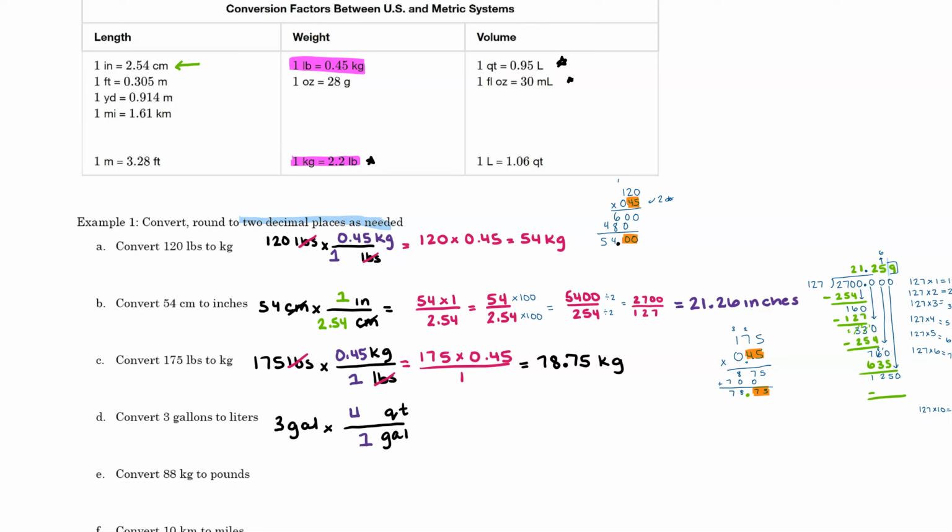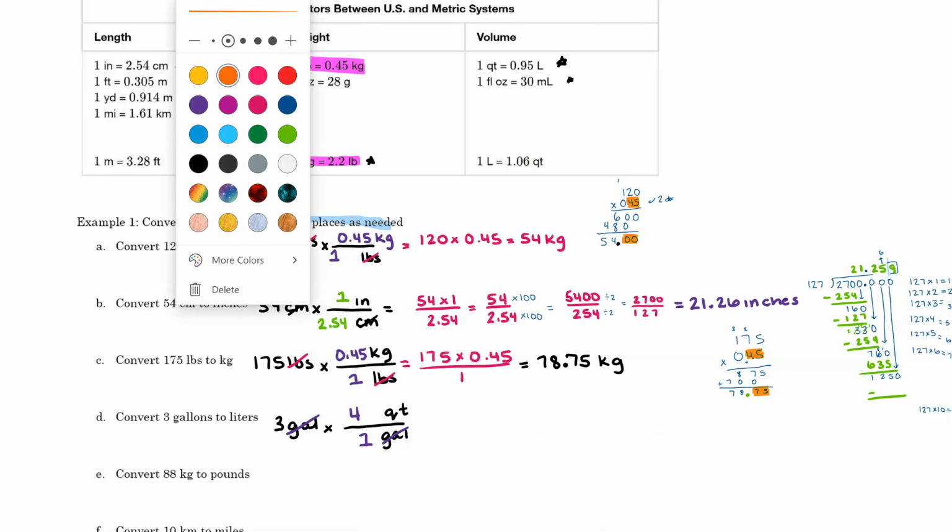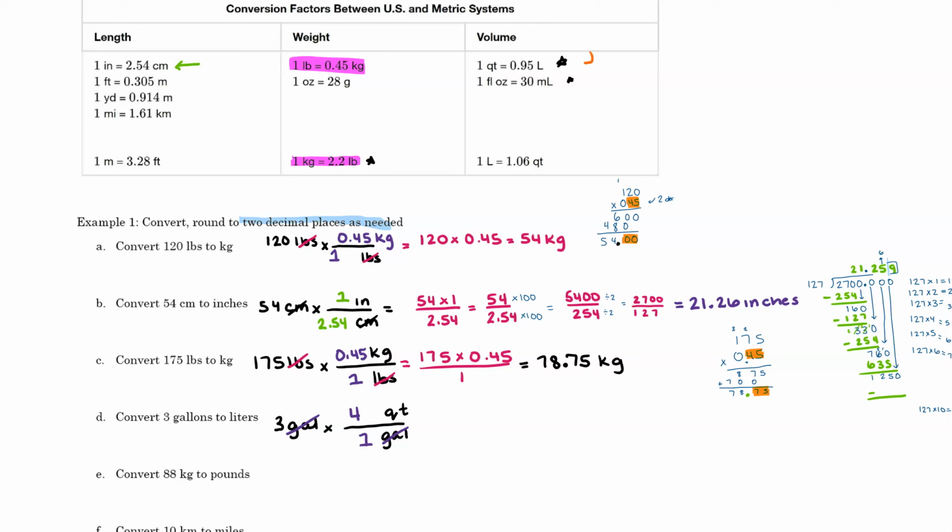gallon is 4 quarts. So now gallons have canceled and I've made it to quarts. Why did I do that? Well, I have a conversion here for quarts. 1 quart is equal to 0.95 liters. Now quarts on top and quarts on bottom, sorry, that should be a times. Quarts on top, quarts on bottom cancel. So look on the bottom, all we have is ones.